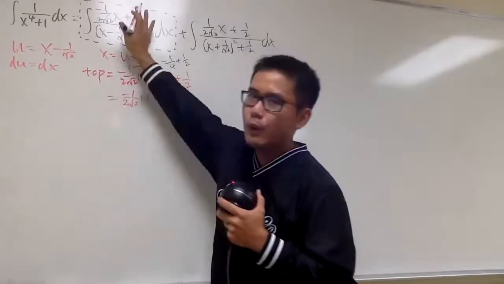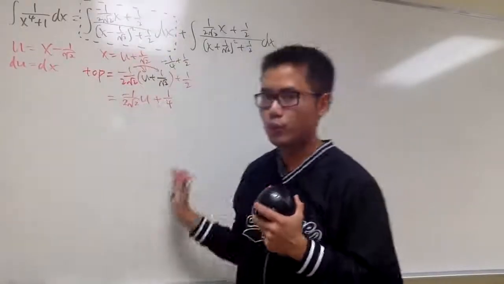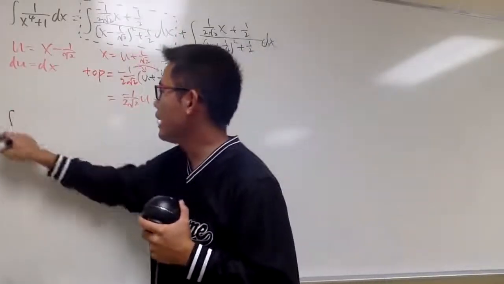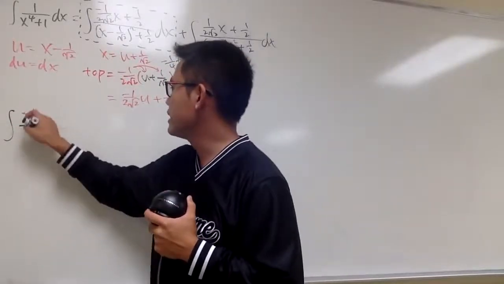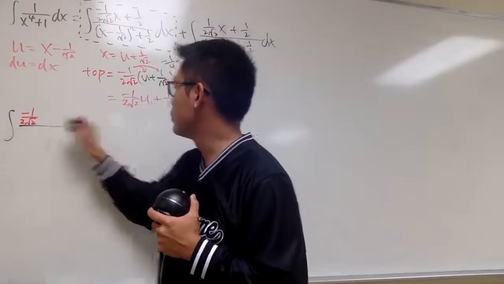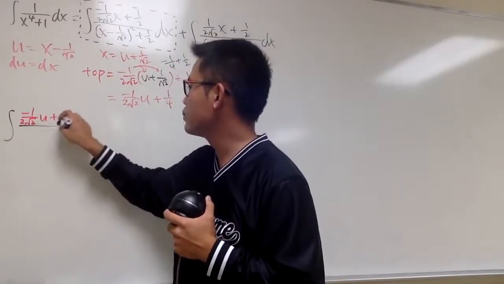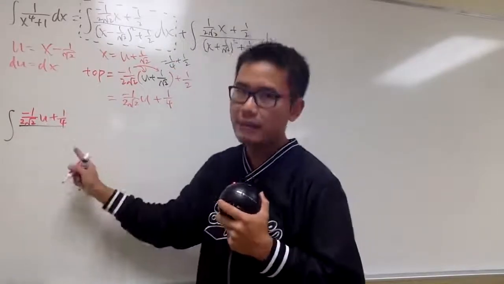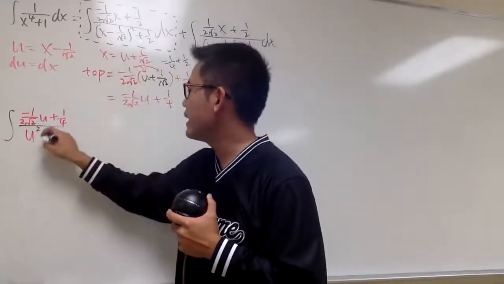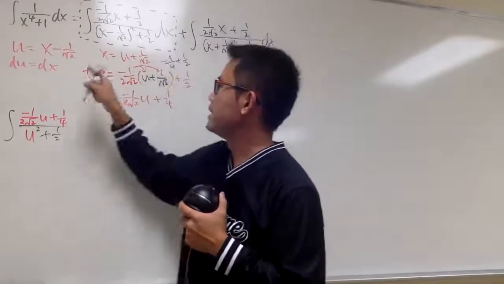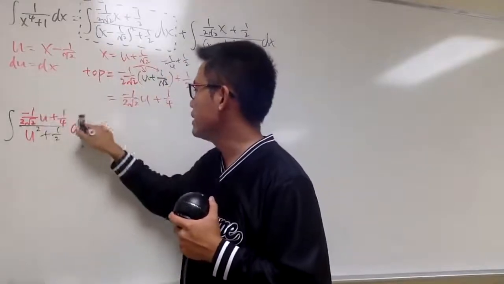In other words, now we can take this integral from the x world into the u world. So we will have the integral, the top is just this now. Let's write it down, which is negative 1 over 2√2 u, and then plus 1 over 4. And then for the denominator, as you can see, this is the u, so we have u squared, and then plus 1/2, and then dx is the same as du, so we can just put down du on the side.